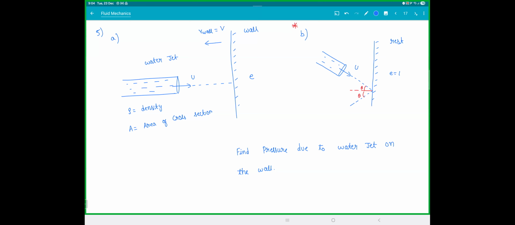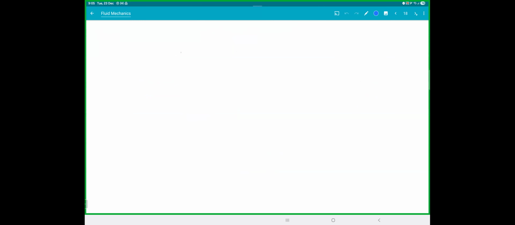Let's see the first one. The wall is going with constant speed. Go and stand on it. Why? It's an inertial frame. There is no pseudo force, nothing. So it makes your life easy actually. So take the observer and make him stand on the wall. So we are solving the problem with respect to the wall.